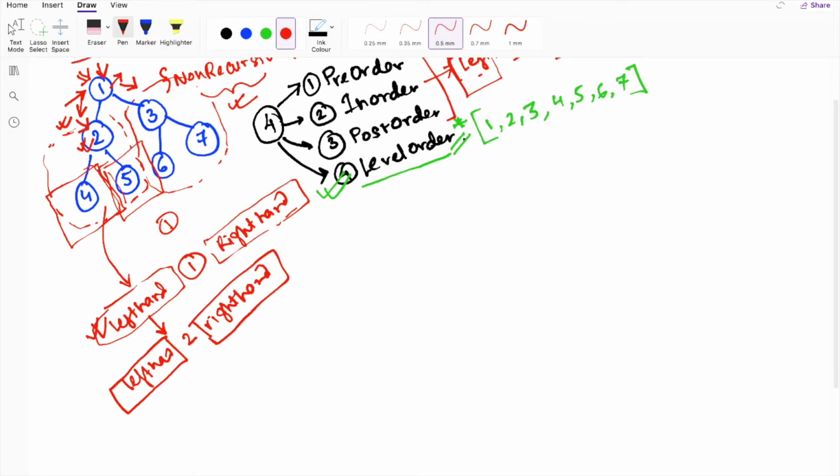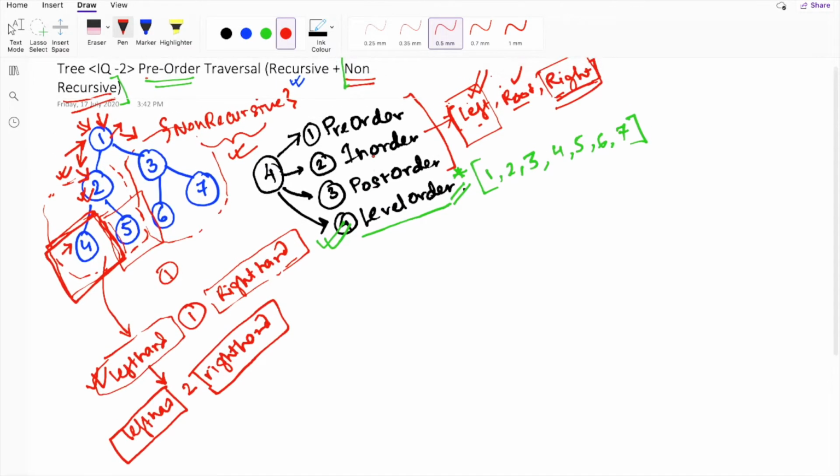So on the third iteration we will again expand the left hand side of this 2. So right now our root node is 4. Just like previously, we will check what is the left hand side subtree of the root node 4. Here we don't have any subtree, so we have nothing to print on the left hand side.